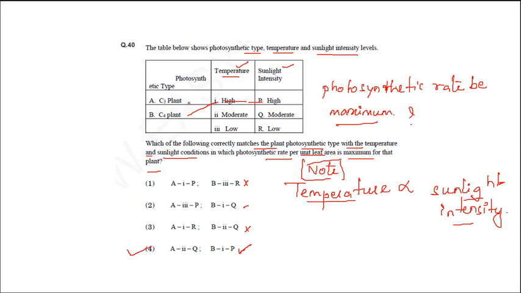And for C3 plants, they favor moderate temperature. They favor optimum temperature, which is around 25 to 40 degrees centigrade. This is the optimum temperature for C3 plants. So if temperature is moderate, since they are directly proportional, this will also be moderate. So A2Q, the fourth is our correct option. I hope this is clear.